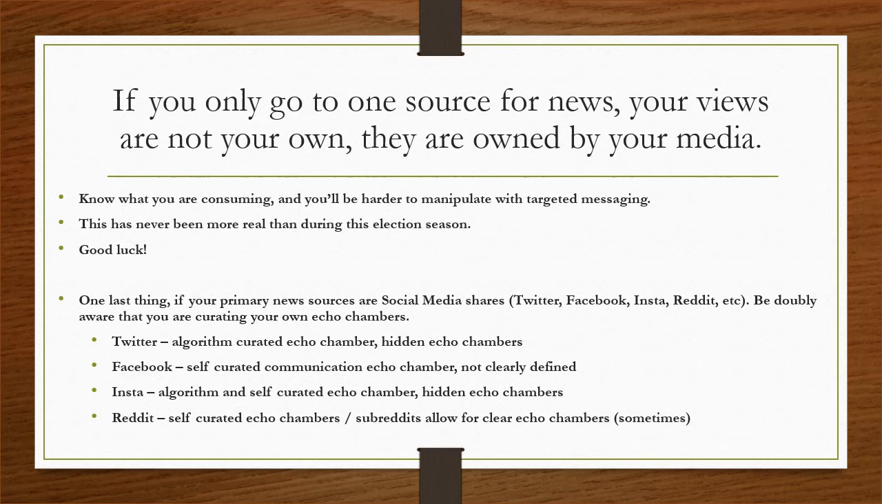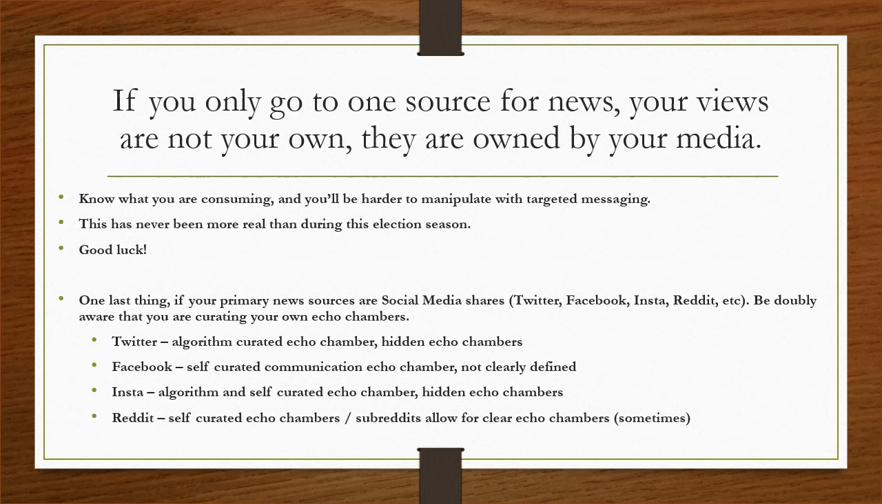And one last thing, if your primary news sources are social media shares, like Twitter or Facebook, Insta, Reddit, etc., you've got to be doubly aware that you're curating your own echo chambers. What I mean is the way that you interact with that social media is creating the reality that you perceive through that social media. For example, for Twitter, the algorithm is curating your echo chamber.